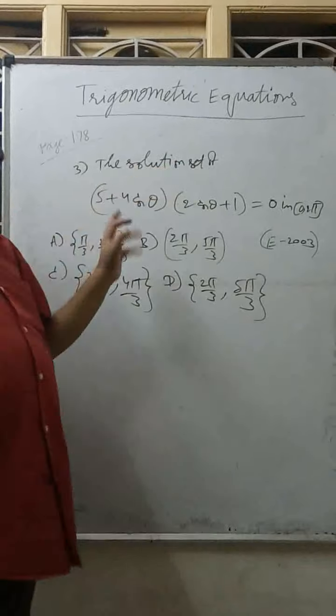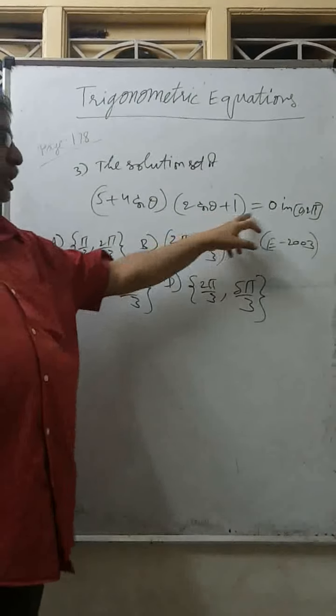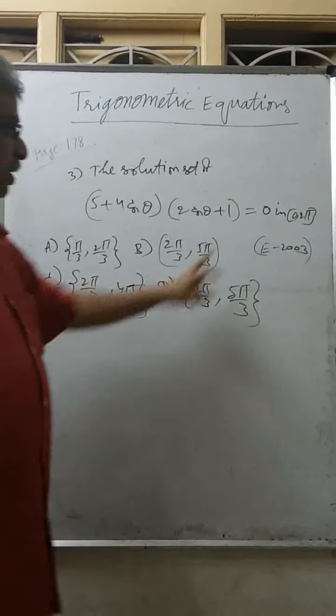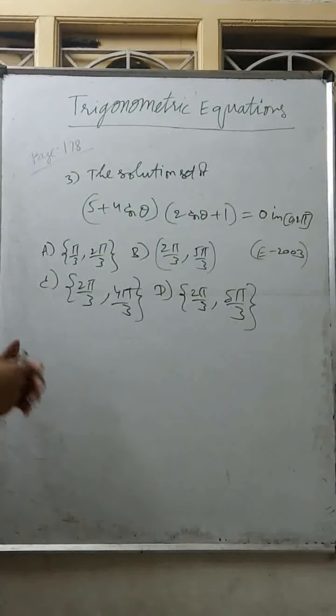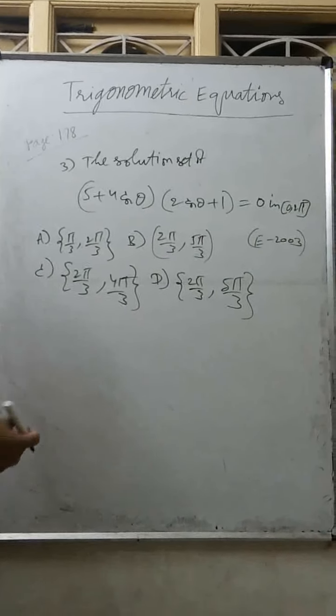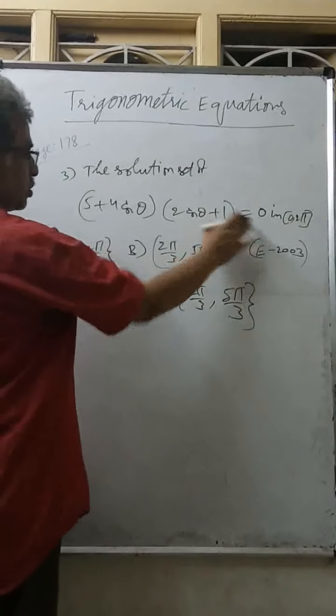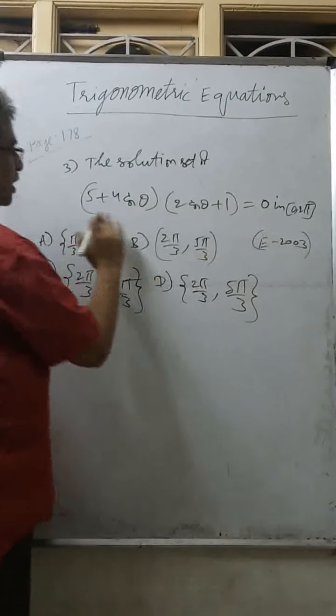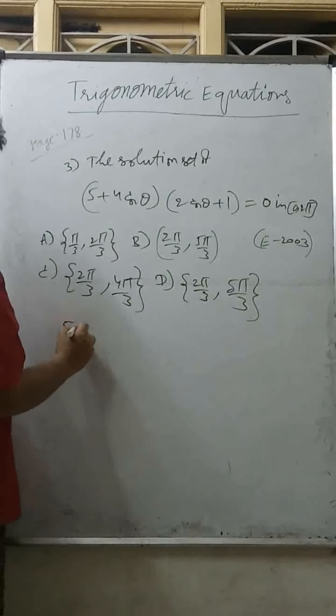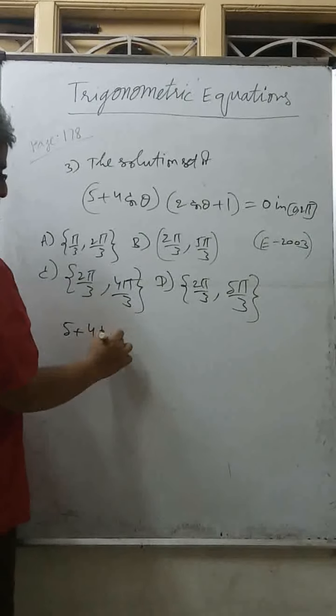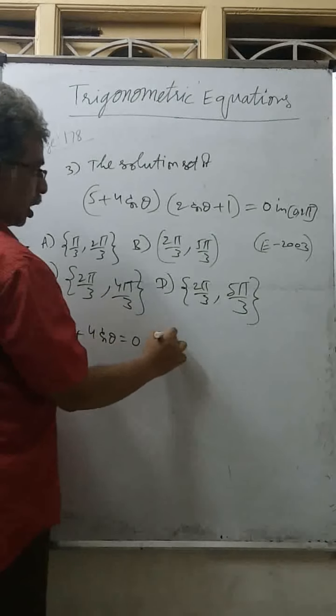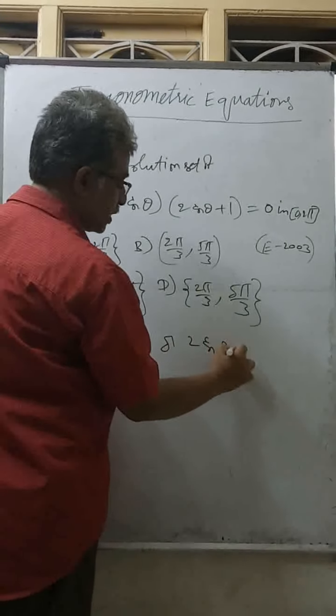The solution set of (5 + 4 cos theta)(2 cos theta + 1) = 0 in the interval of 0 to 2 pi. It is asking only in the interval 0 to 2 pi. First of all, this is equal to 0, which means either this part is 0 or this part is 0. Means 5 + 4 cos theta = 0 or 2 cos theta + 1 = 0.